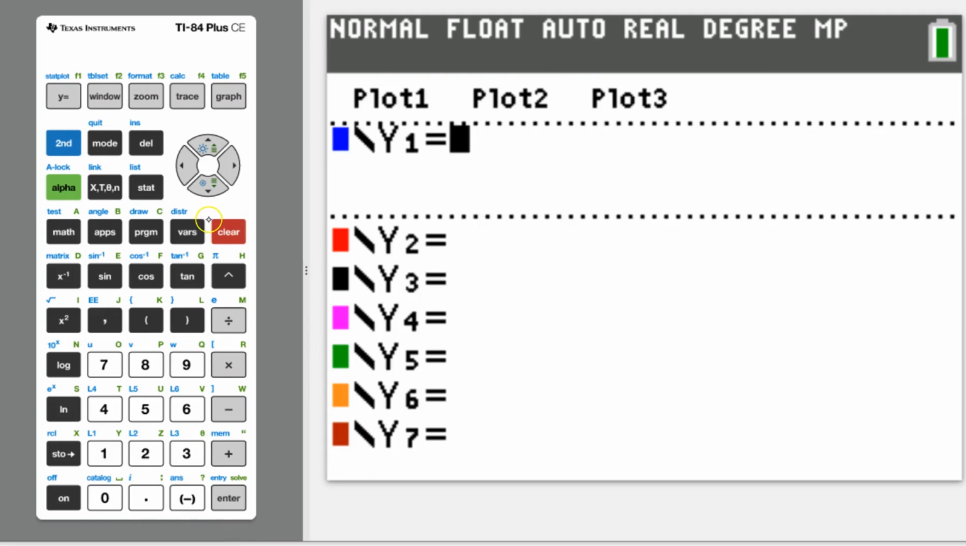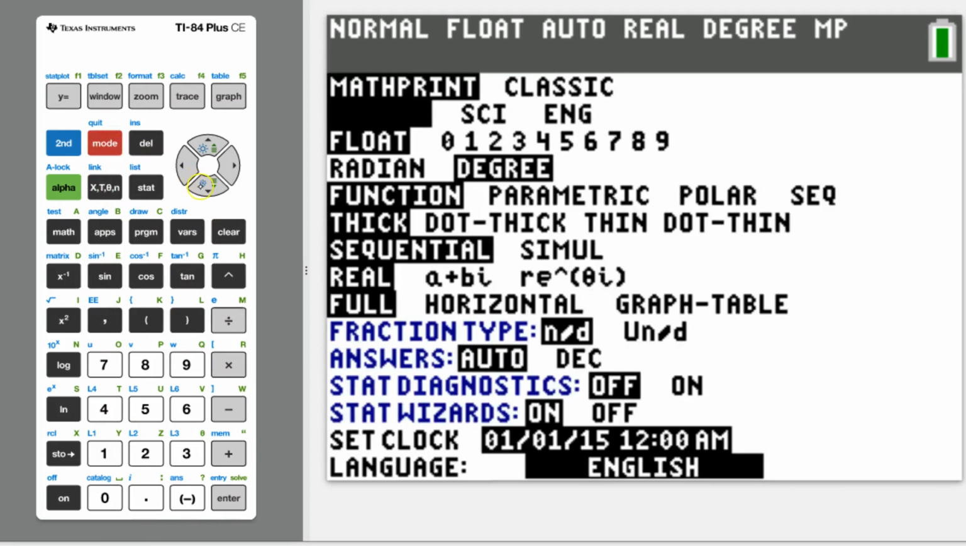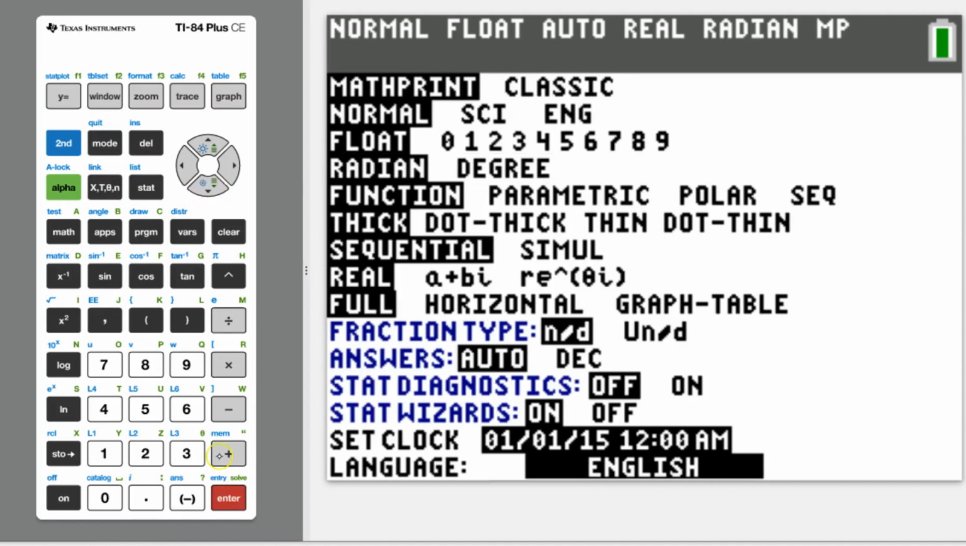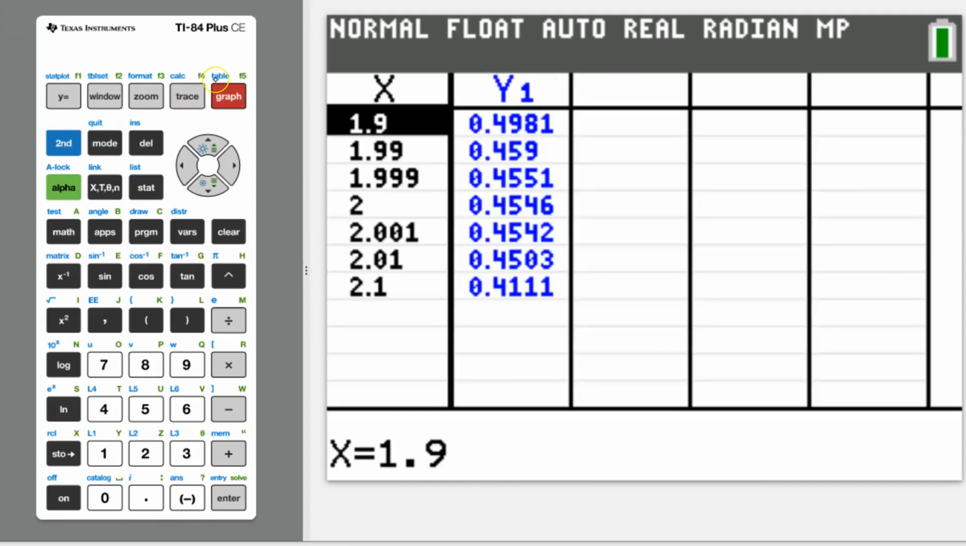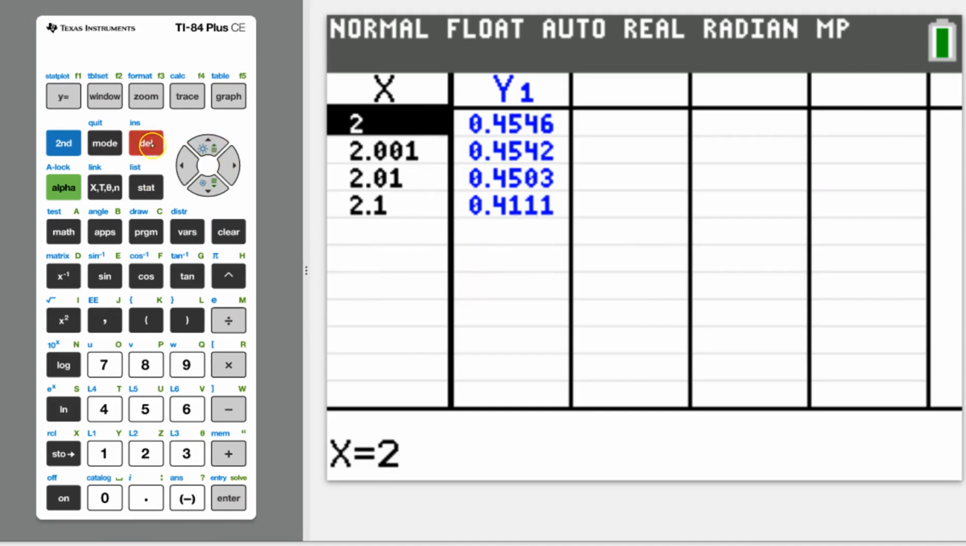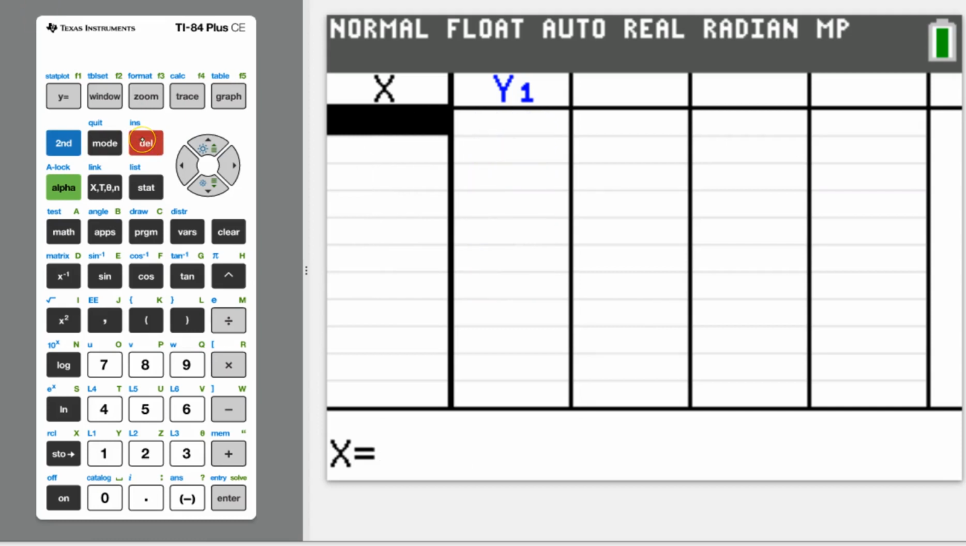Clear out the function that was there. This is sine of x divided by x. In calculus, our default is radians, so I'm going to check the mode of my calculator and make sure I'm in radians. And then we're using the table again, so second graph takes us to table. Don't want these values, but we can just type over them. We can delete them if we don't like looking at those old values, or we can just type over them.